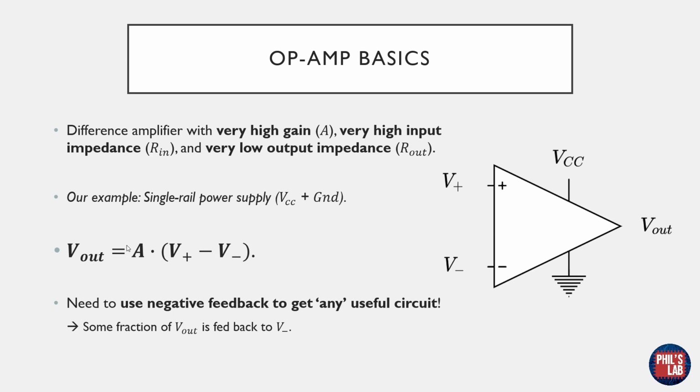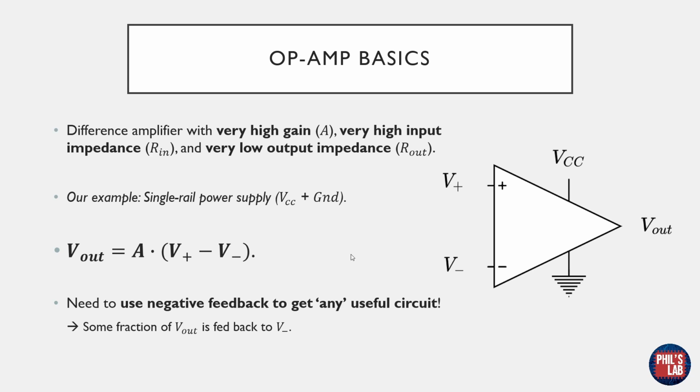Essentially, this op-amp is a difference amplifier. Whatever input voltage we apply across these pins is subtracted, multiplied by a very high gain, we'll call that A, and fed to the output. Op-amps typically also have a very high input impedance, seen at the input over here, and a very low output impedance seen at the output. As I said before, op-amps typically require dual supplies, so a positive and negative one with respect to ground, but we'll be using a single rail supply for simplicity.